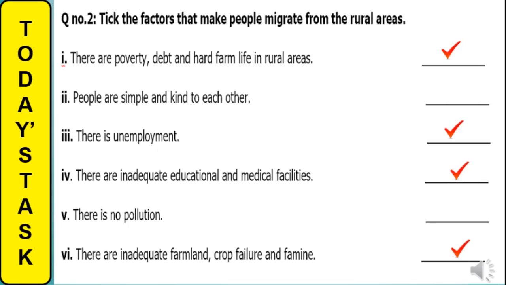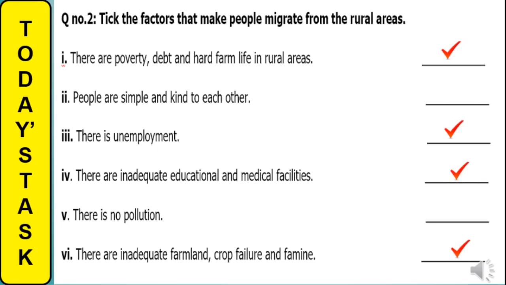ठीक है? So the first one is there is poverty, debt and hard farm life in rural areas. So that's true and that is one of the factors जिसकी वजह से जो है वो rural areas के लोग जो हैं वो urban areas में आ जाते हैं. तो हम इसको tick कर देंगे.